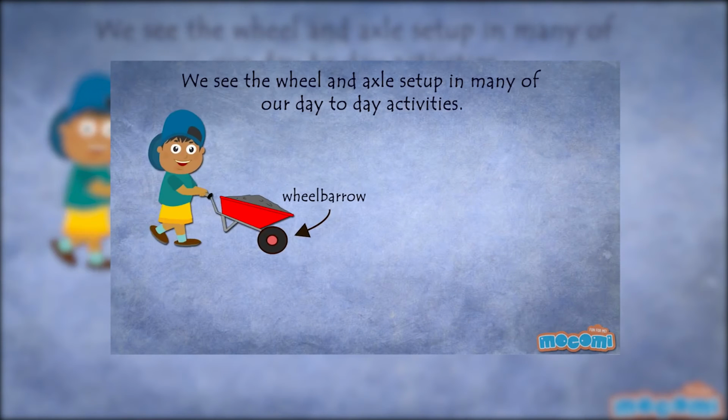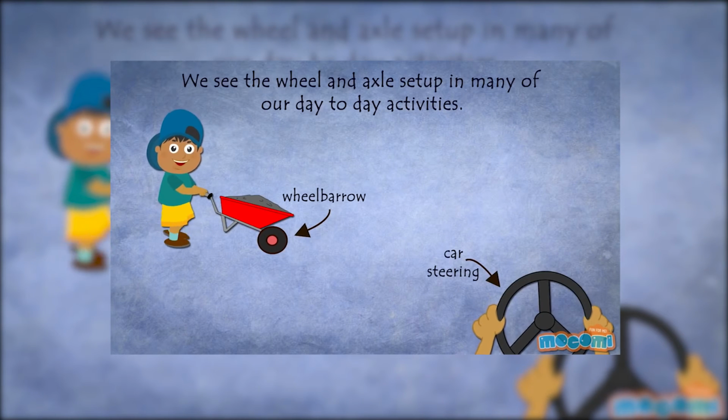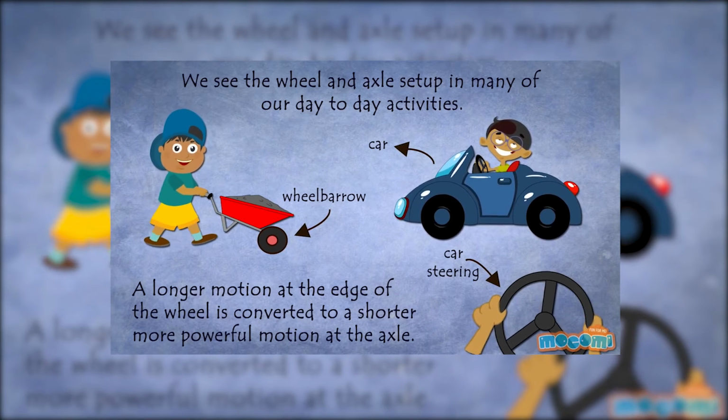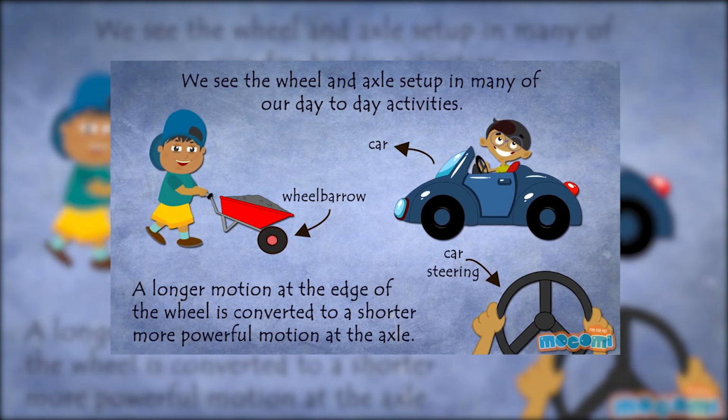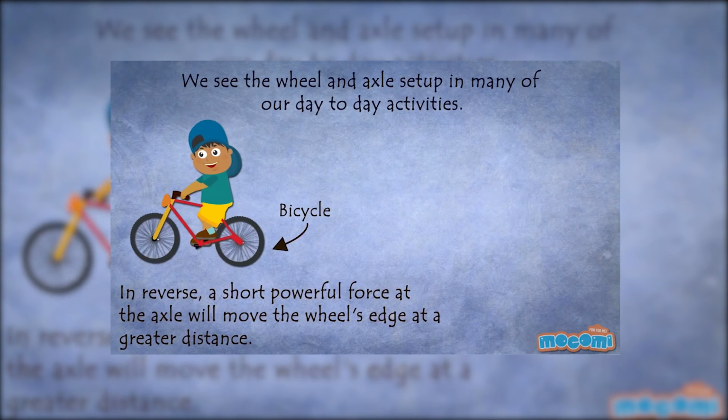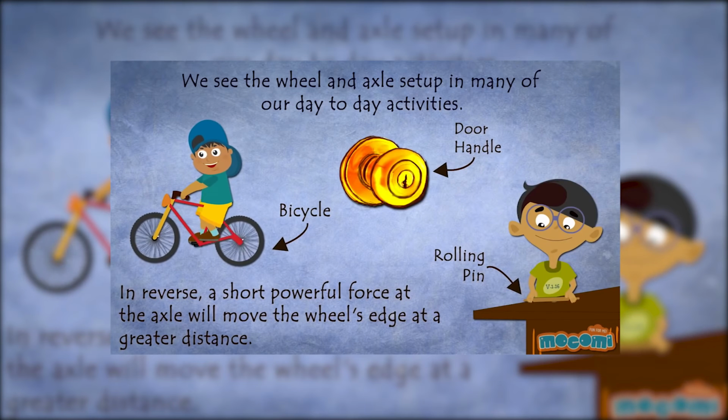We see the wheel and axle set up in many of our day-to-day activities. A longer motion at the edge of the wheel is converted to a shorter, more powerful motion at the axle. In reverse, a short, powerful force at the axle will move the wheel's edge at a greater distance.